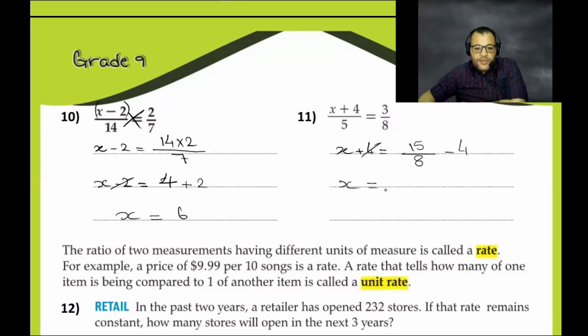You can change the whole number 4 to a fraction. It will be written as 4 over 1. Then make a common denominator. 1 will become 8 by multiplying by 8. So we'll multiply here by 8 and here by 8. So the new fraction will be 32 over 8.